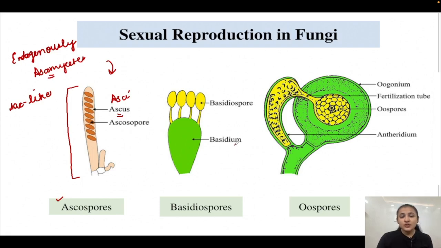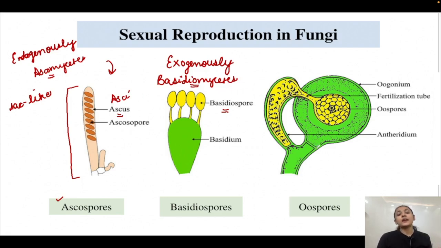Coming to basidiospores, they are born on club-shaped structures known as basidia; the singular is basidium. This looks like a club, and on this structure basidiospores are born. Basidiospores are born exogenously, that is, on the surface of the structure. Ascospores were born inside the sac-like ascus, whereas basidiospores are born on the surface of this club-shaped structure. This is exogenous spore formation, and it is seen in the fungal class Basidiomycetes.